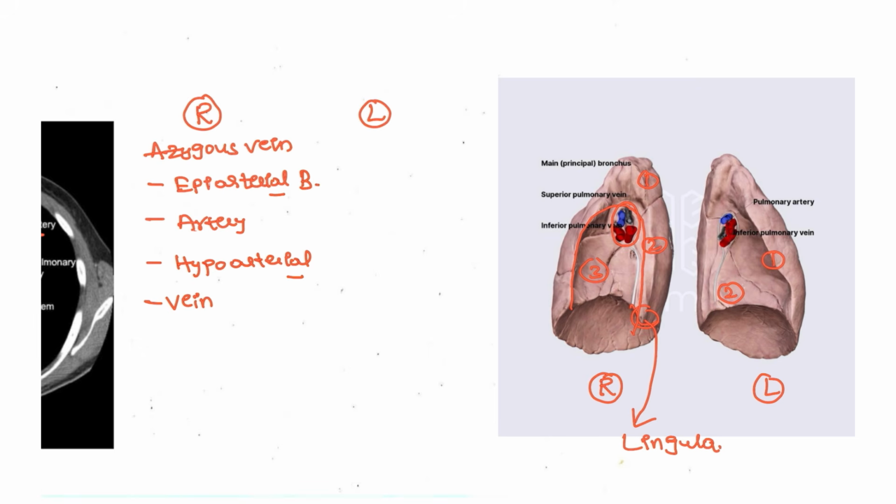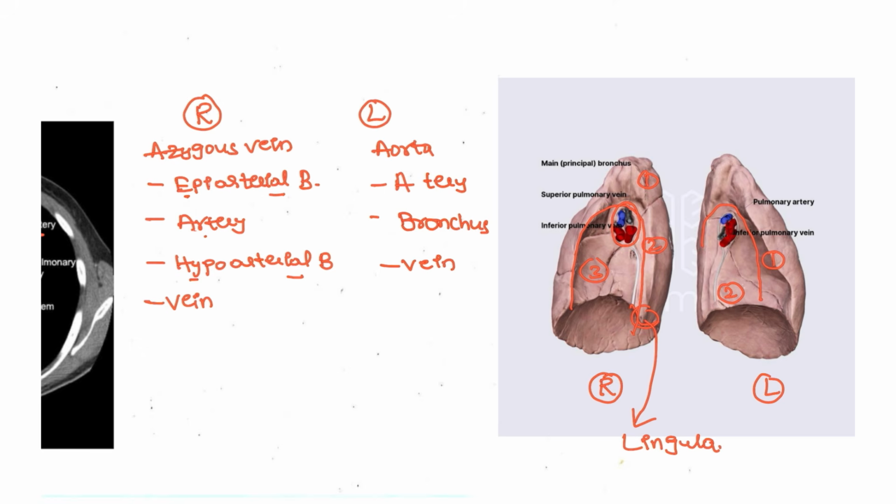This is the bronchi. On the left side we have the aorta. Here you can see the aorta, and next this is only the artery, and the other one is the bronchus. Only one bronchus is present, and the vein. So here we are going to see eparterial, hyparterial, and the artery.